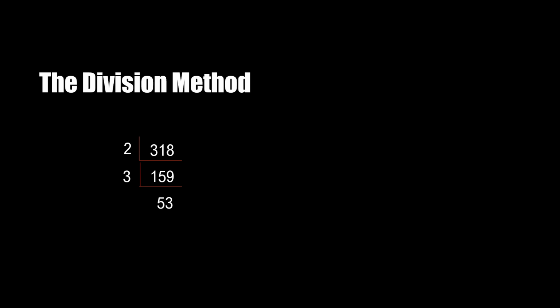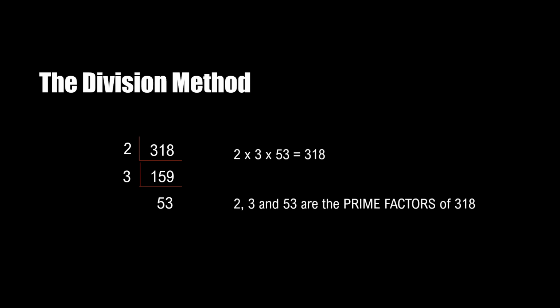So what are the prime factors of 318? 2, 3 and 53 are the prime factors of 318. When we multiply these three numbers, we get back 318.